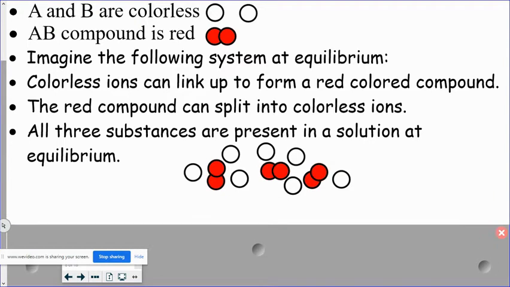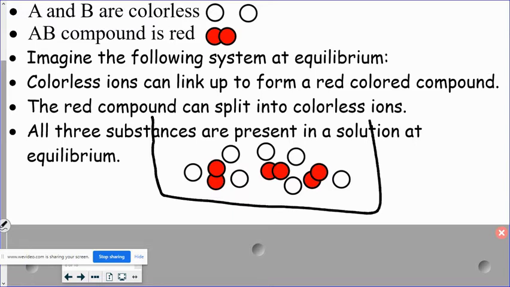If we look at this, this would be a beaker right here, and all of that is occurring inside the beaker. We have some of the ions that are colorless, and then we have some of the red compound. If you were making some Kool-Aid and you put a little bit of the Kool-Aid packet in it, you would expect the whole thing to turn a certain color. So this is probably a pale red color right now.